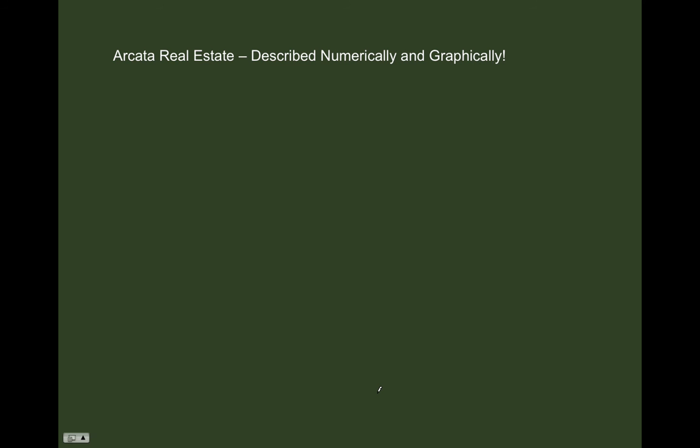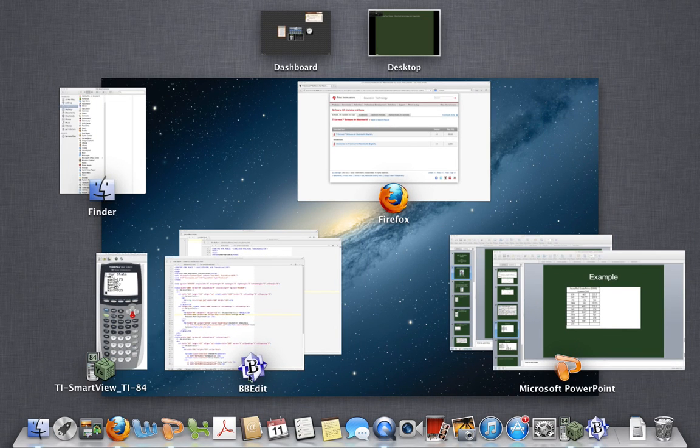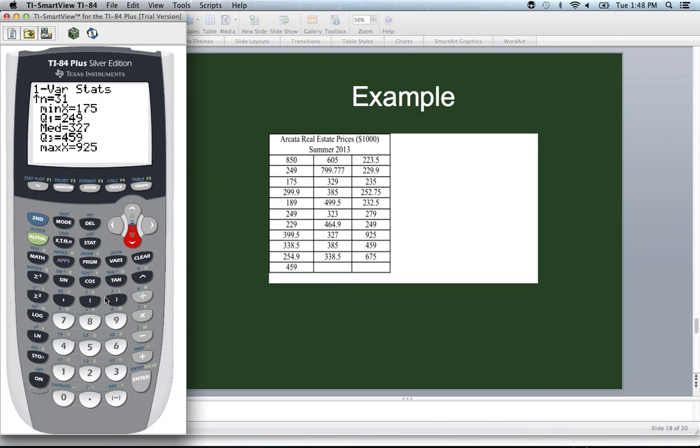So that real estate data set described numerically and graphically would look like this, okay? And again, I'm going to go back to the calculator to look at this. So the 5-number summary, oh, I was off a little bit. It was 327, not 324, but that's okay. It's no big deal.